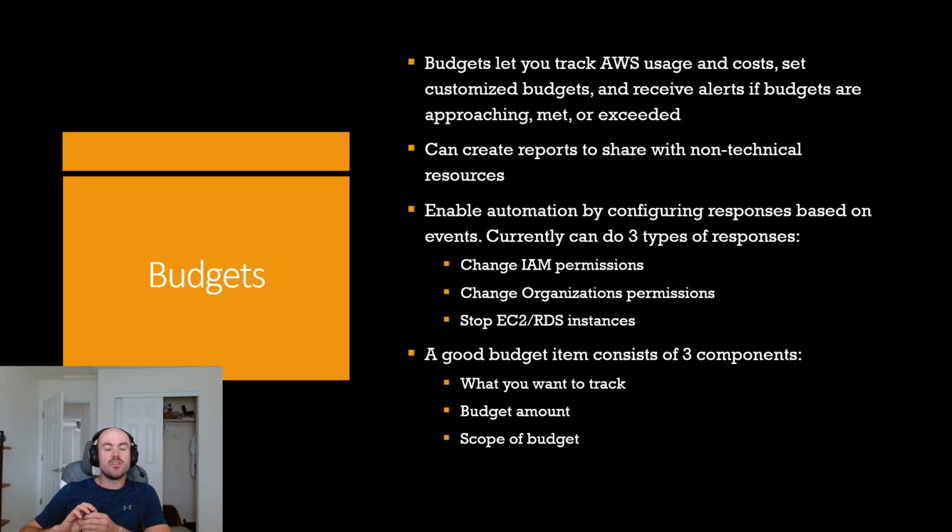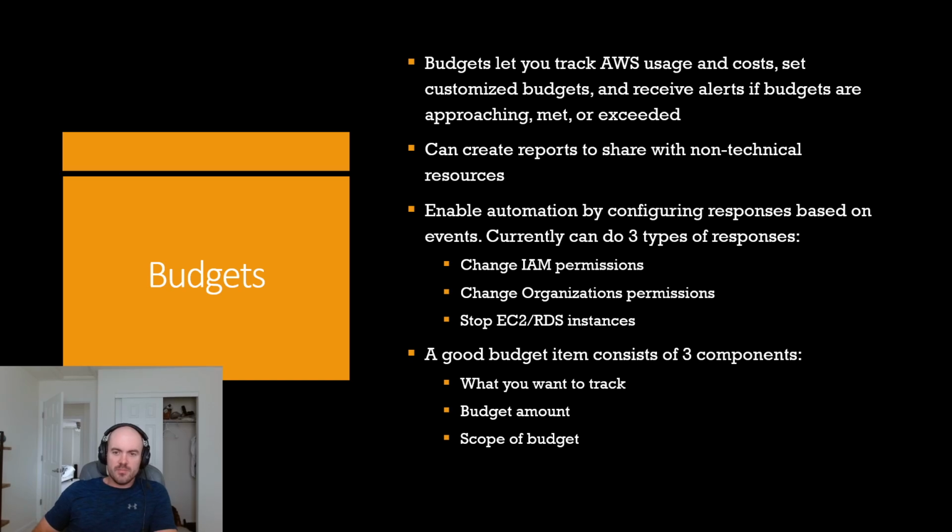You can currently do 3 types of responses with budgets. Okay, you can change IAM permissions, you can change Organizations permissions, or you can stop EC2 and RDS instances, which may not be ideal to just stop your instances, but if you're tight on money and you can only spend so much, well, then that might be what it takes.